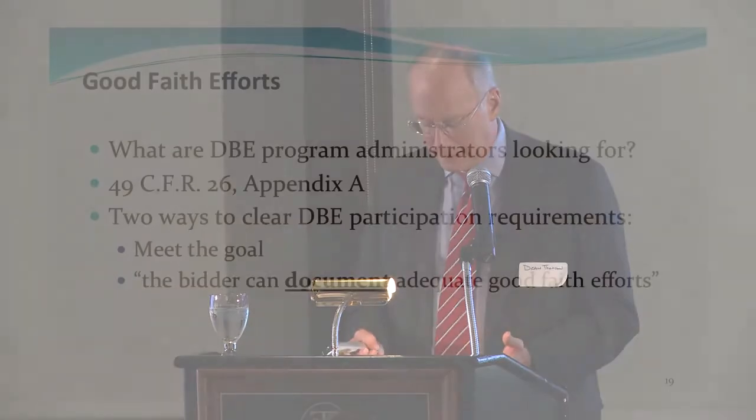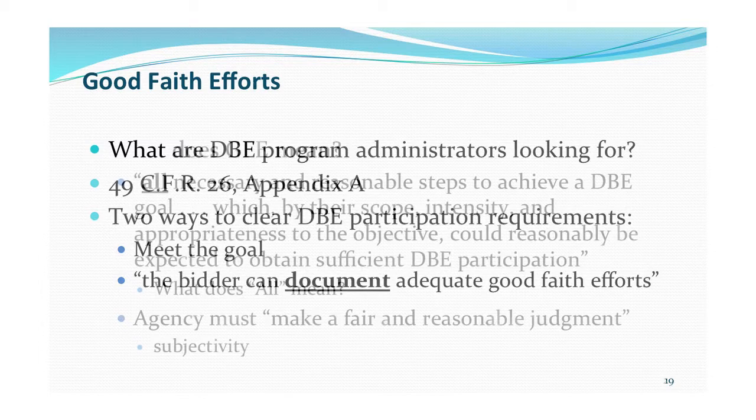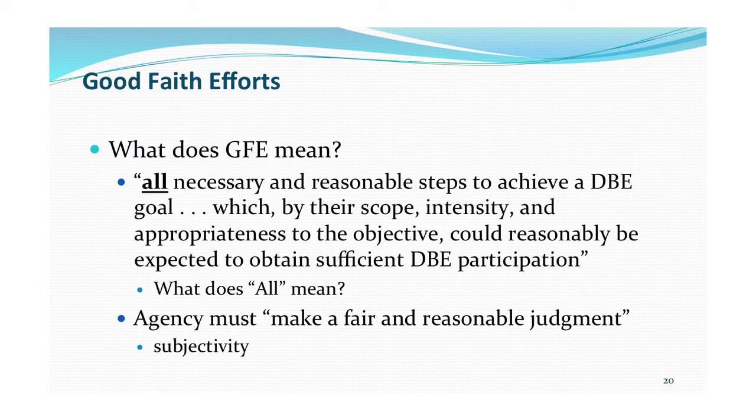What are we talking about? Well, the regulations require that you make good faith efforts, and you can do that by either meeting the DBE goal or documenting that you tried as hard as you could. Trying as hard as you could means taking all necessary and reasonable steps and proving that even though you couldn't meet the goal, you did all sorts of efforts to do it. Now, obviously, that's a subjective analysis, so you have to document what you did.